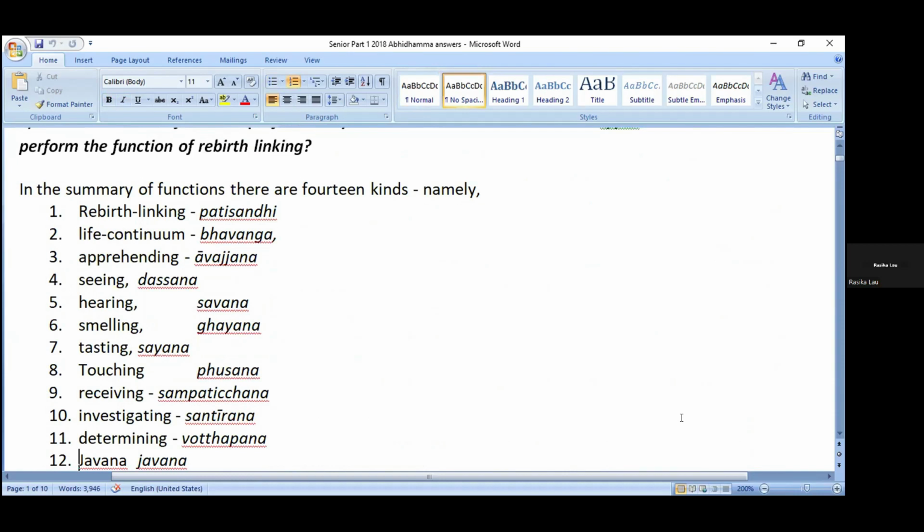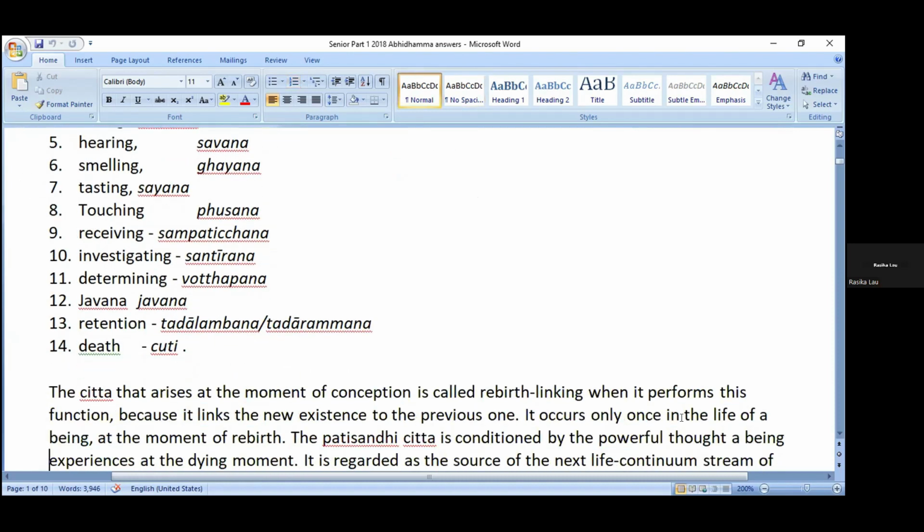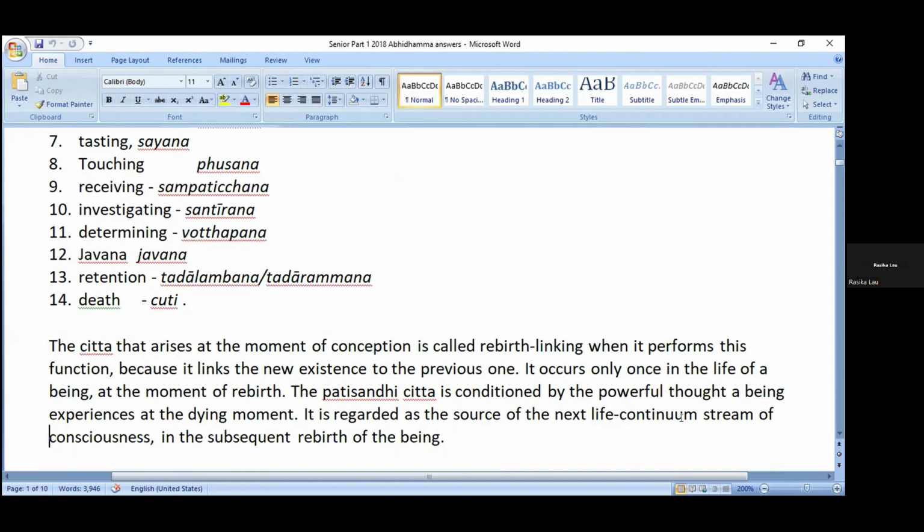So remember all these 14 of them in order to pass the Abhidhamma paper. Please play your part. I can only help you; it is your turn. Students have to do this part. So this one I'll give to you. Don't worry about this.